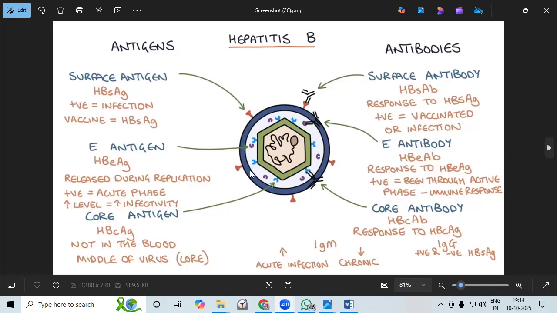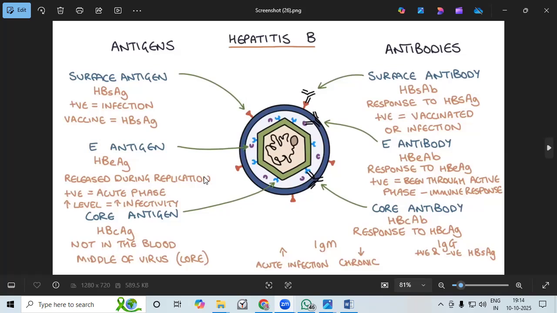Here you can see. Now, what does this antigen do? Whenever the virus starts replicating, this E antigen is released in the blood. What does it imply? That there is some infectivity going on. Why? Because of replication. There is a replication going on. And when does the replication start? Immediately as soon as the hepatitis B virus enters the blood. So that also means that this phase is in acute phase.